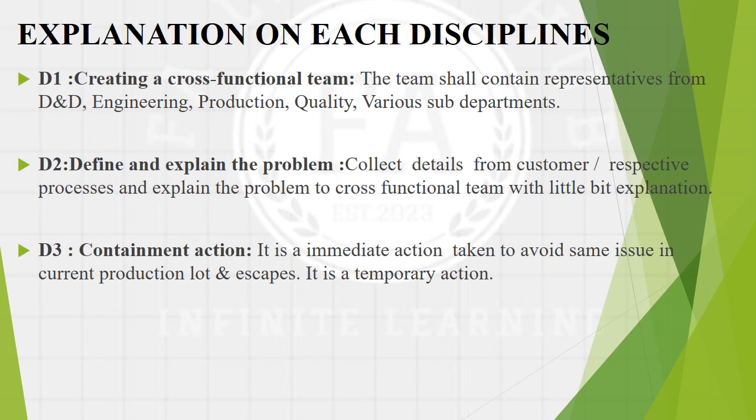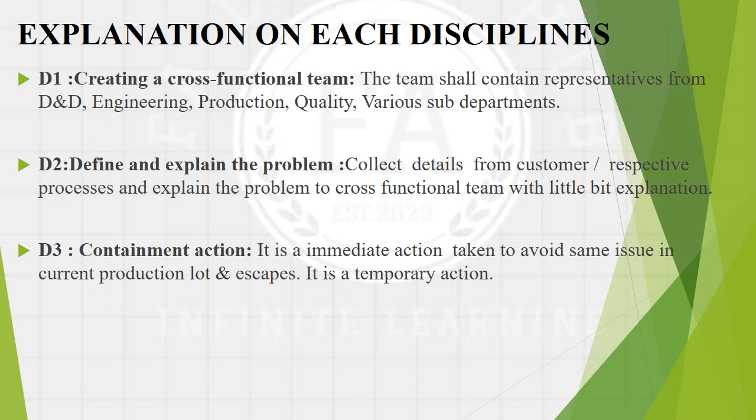So here I will explain step by step. Our first step or first discipline is creating a cross-functional team. If a defect is observed or a problem identified or a complaint is received from a customer, as per 8D, the first step is to form a cross-functional team which has representatives of various departments like R&D, design and development, engineering, production, various sub-departments of production, quality, and other supporting departments like purchase or procurement, warehouse, based on the nature of the defect.